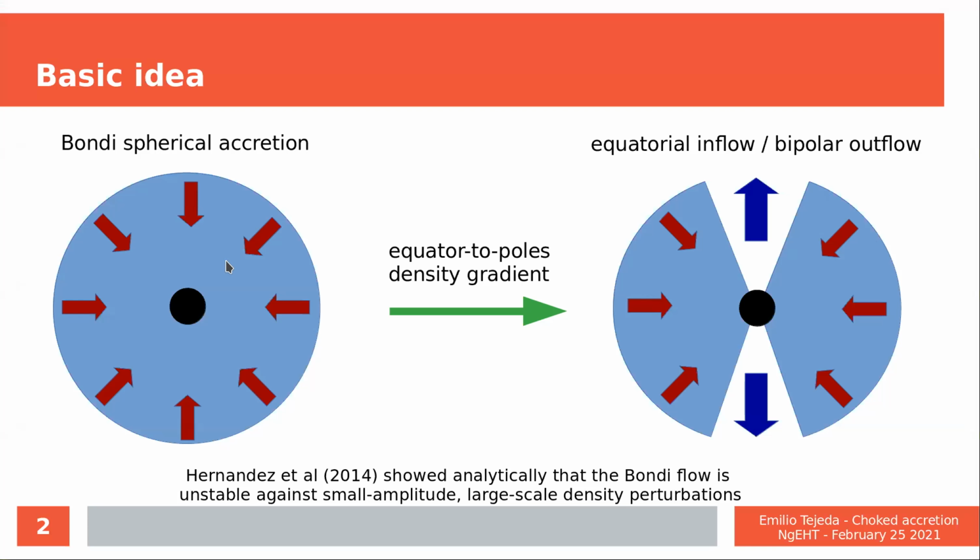a Bondi spherical accretion flow and to introduce on top of it a small amplitude, large density perturbation. As shown by Hernandez and collaborators, the Bondi flow is unstable against this type of perturbation, and the resulting accretion pulse density gradient dramatically changes the flow morphology into a system with equatorial inflow and a bipolar outflow.